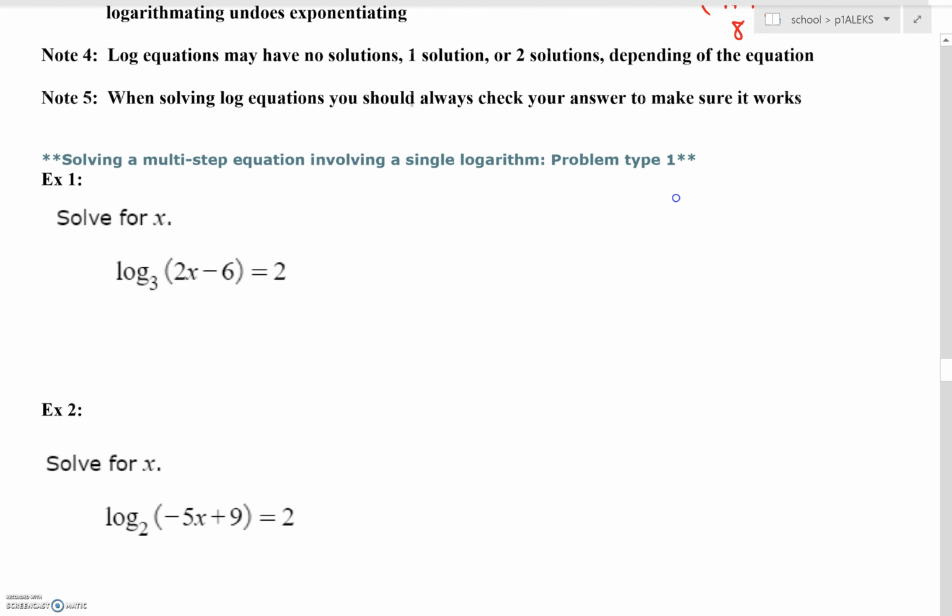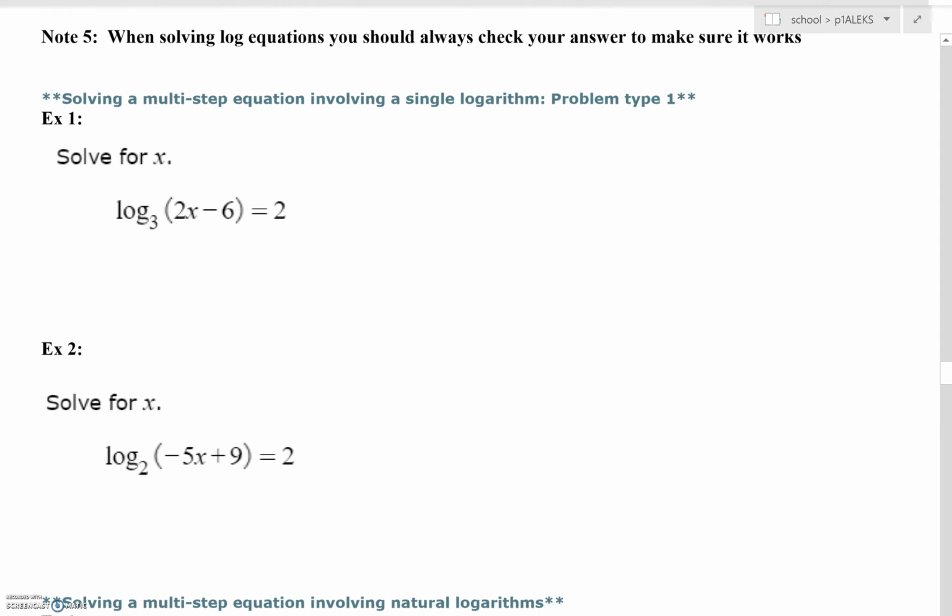So with no further ado, I want us to get into some of these problems. We're always going to do a check because some of these problems will not have solutions, and we have to be very careful about that.